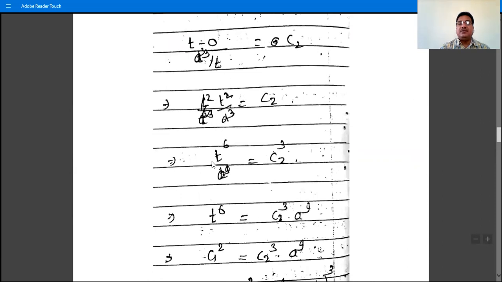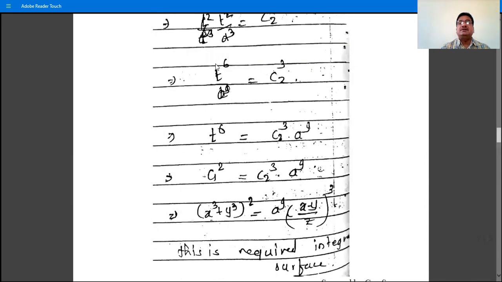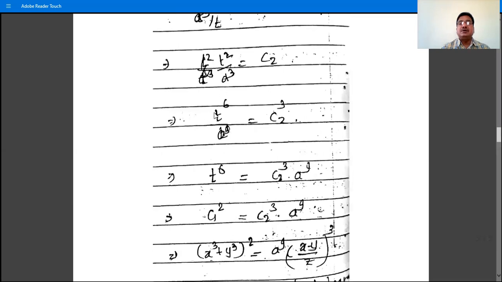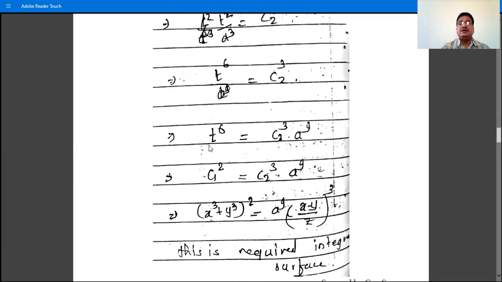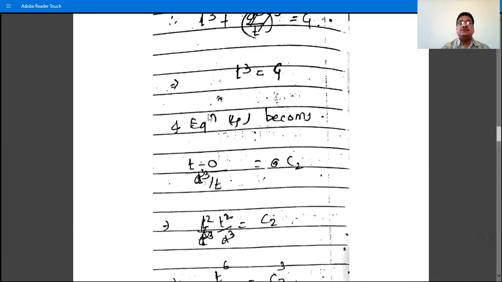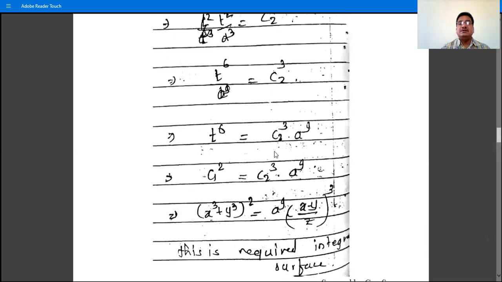That is, we have t raised to 6 is equal to C2 cube a raised to 9. That is, take third power of both sides. So t raised to 6 by a raised to 9 is equal to C2 cube. That is, t raised to 6 is what? C2 cube a raised to 9. And C1 is what? C1 is t cube. So write C1 as t cube. So t raised to 6 is C1 square. C2 cube a raised to 9.